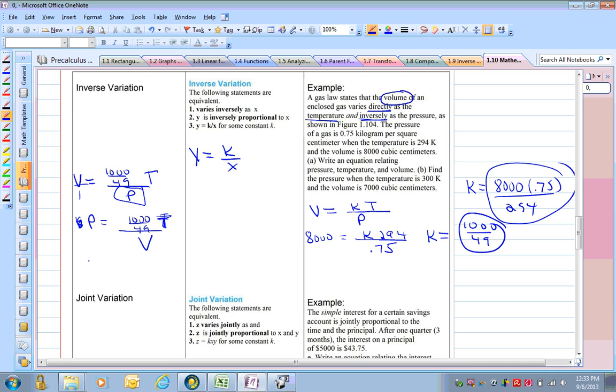helpful for you. So the pressure that we're looking for is the 1,000 divided by 49, that constant, times the temperature of 300, all divided by the volume of 7,000. Okay. And we would put that in the calculator. When we do, we would get approximately 0.87 kilograms per square centimeter. That would be our pressure. But if you had no calculator, you could leave it just like that.